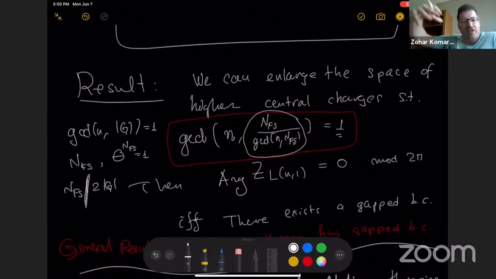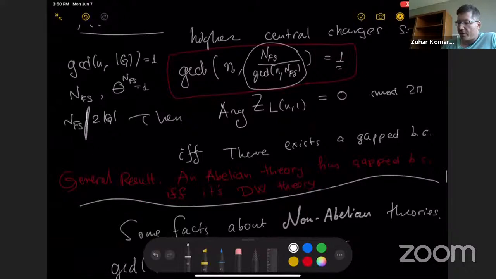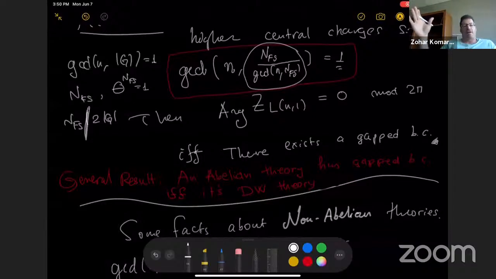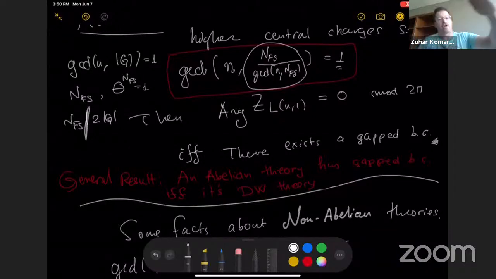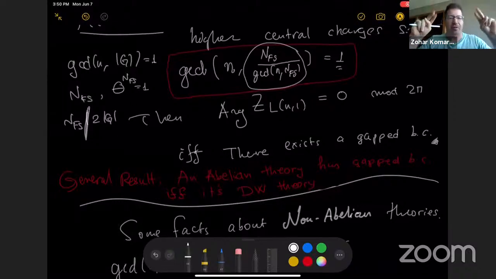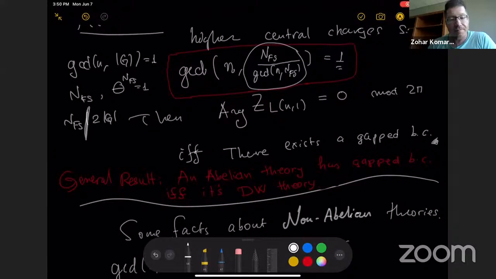Anyway, so this enlarges the set of integers for which we can define higher central charges. And now we have an if and only if theorem. If all those higher central charges vanish, then there is a gapped boundary. So it's an if and only if theorem now, and this gives a complete classification as far as central charges go. So if you just measure those central charges, by measure I mean compute, you have a complete classification.